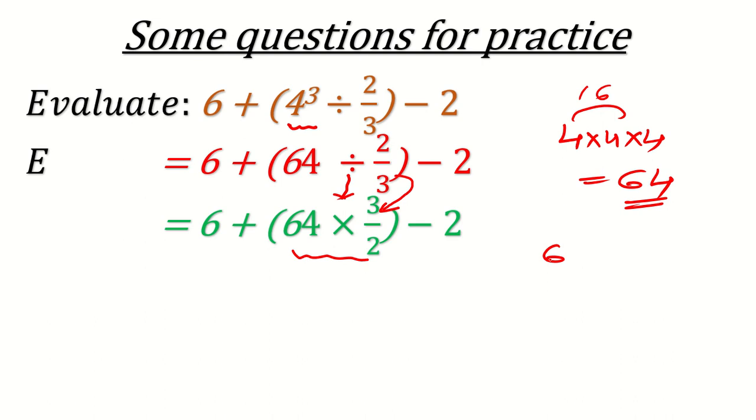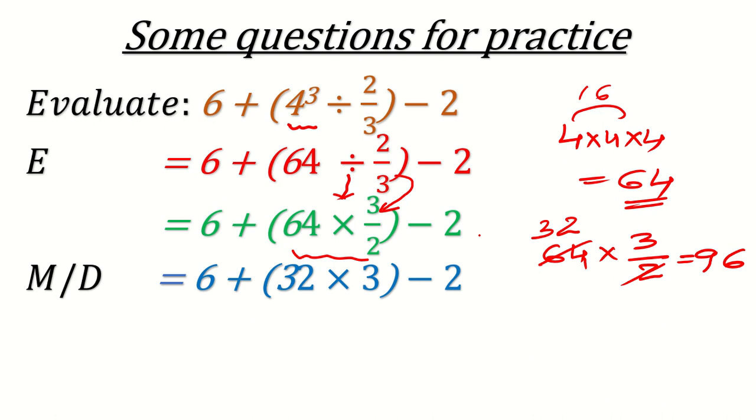So here you must understand this thing also, 64 multiply 3 over 2. Now here are two ways for you to solve. First you can multiply 64 and 3 and then divide it by 2, or if you think it is a big number, you can divide 64 by 2 first and then multiply it by 3. So if you divide 64 by 2, it will become 32, and 32 multiplied by 3 will be equal to 96.